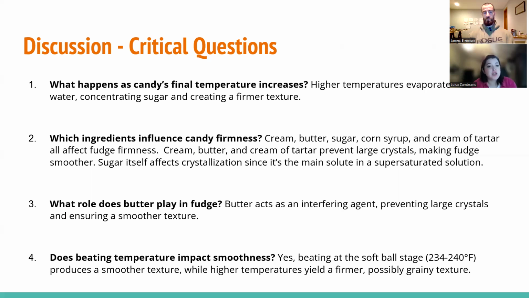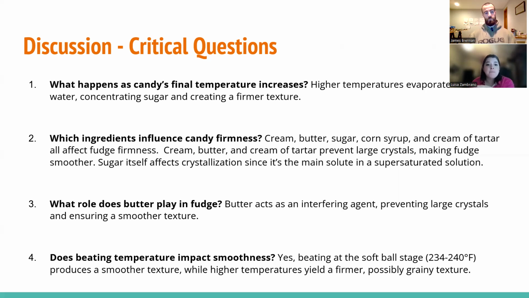And the other question reads, what role does butter play in fudge? And basically, butter acts as an interfering agent. Like James mentioned, butter is a fat, and this actually prevents large crystals from forming. So this ensures a smoother texture of the fudge.